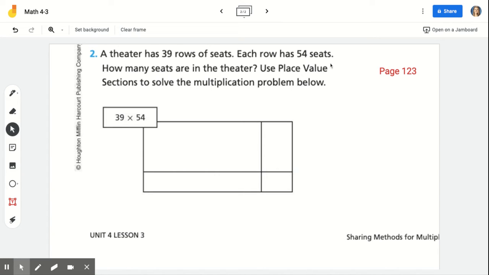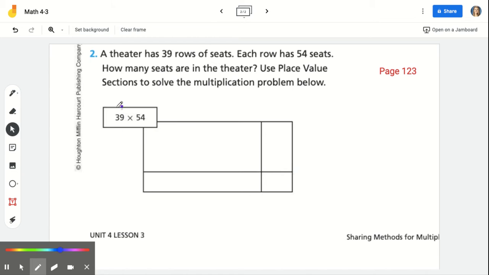Number 2 on page 123, please read along with me. A theater has 39 rows of seats. Each row has 54 seats. How many seats are in the theater? Use place value sections to solve the multiplication problem below. So we have 39 times 54 to come up with how many seats there are in all.